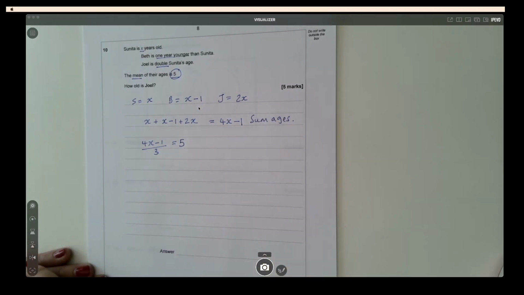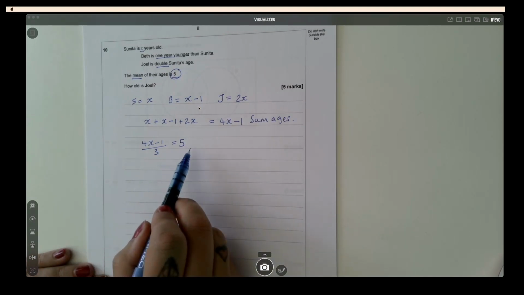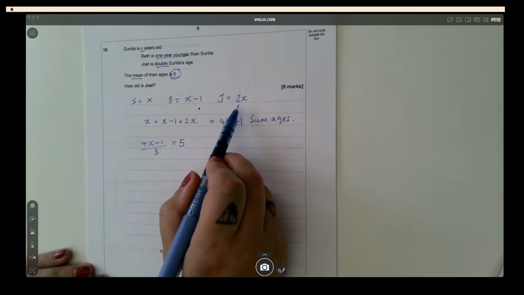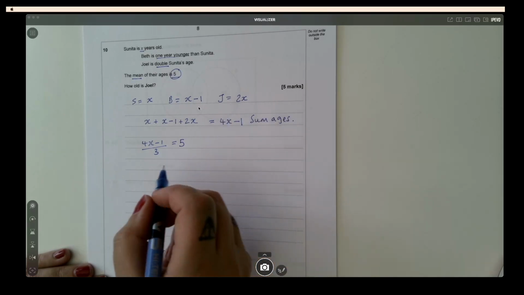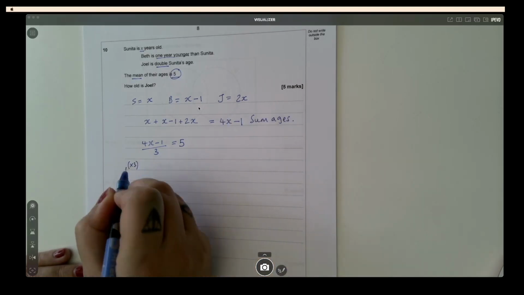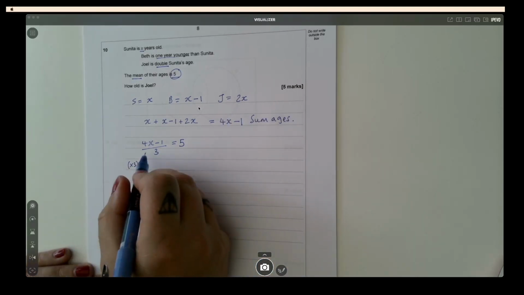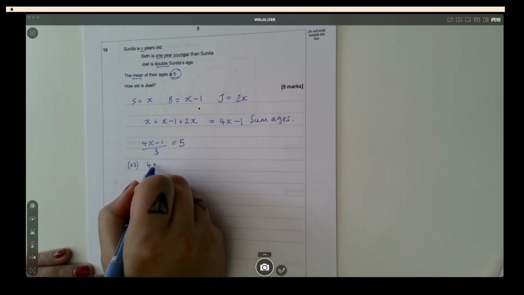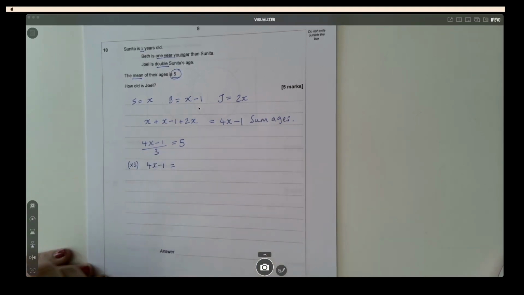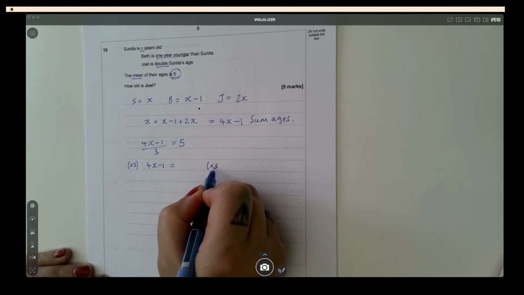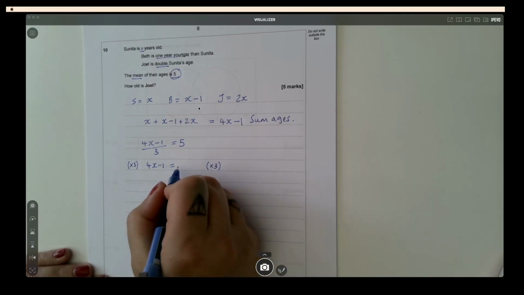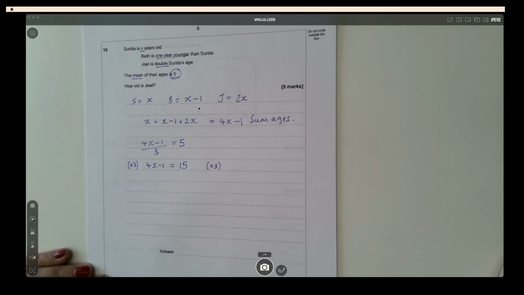So now we've formed an equation. If we solve this equation for x, we can substitute the x value into here for Joel and find out his age. The first thing I'm going to do is multiply by 3 to eliminate this fraction. When I multiply the left-hand side by 3, I'm left with 4x subtract 1. When I multiply the right-hand side by 3, 5 multiplied by 3 is 15.